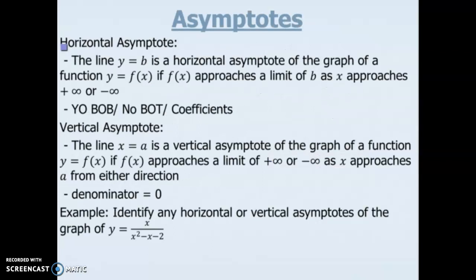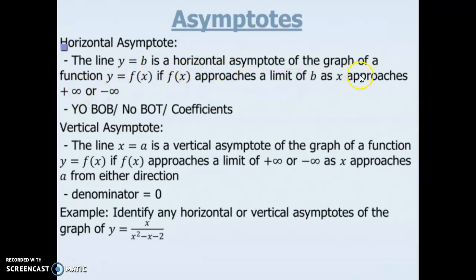We have two more sections we're going to cover. Both are things you have seen in Algebra 2. Asymptotes, so that is when you have some sort of line that the graph approaches but never actually hits. Horizontal asymptote means it's going flat left and right, like the horizon or a horse's back. The line y equals b, so it's going to be y equals some number whenever you have a horizontal asymptote.